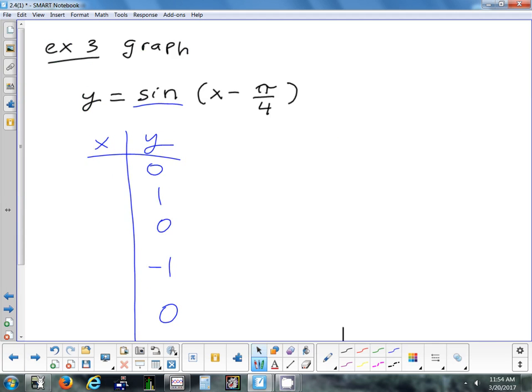Okay, now, right, so I'm going to take all my x's. So I need to start with my original x's. Okay. What are my original x values for sine? That's the third one, so pi.